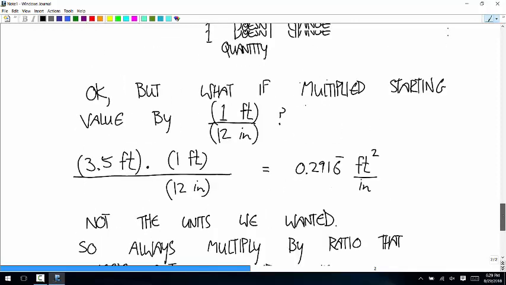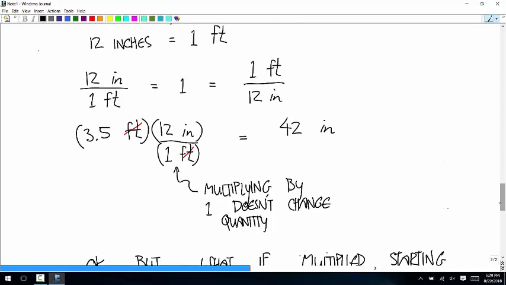Okay, so let's look at the one that worked the way we wanted it to. We started with 3.5 feet, and then we multiplied by the ratio, and we're always going to be multiplying by these ratios that are equal to 1, a ratio of two things that are equivalent. We multiplied by the 1. This started with feet in the numerator. We multiplied by the ratio that had feet in the denominator. So the feet here and the feet here canceled. And we were left with the unit that we wanted.